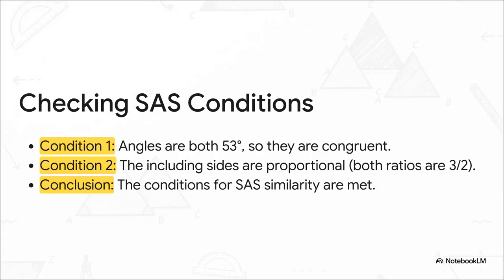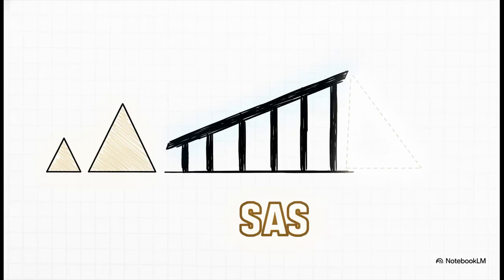Well, let's check our 2 conditions. First, the angles. The included angle on both triangles is 53 degrees. So, check, they're congruent. Second, are the sides that form those angles proportional? Let's see. The ratio of the shorter sides is 9/6, which is 3/2. The ratio of the longer sides is 15/10, which is also 3/2. So, check. Both conditions are met, so SAS gives us the green light. Yep, you can totally build that second support, and you can be confident it's going to be a perfect, scaled-up version of the first one.